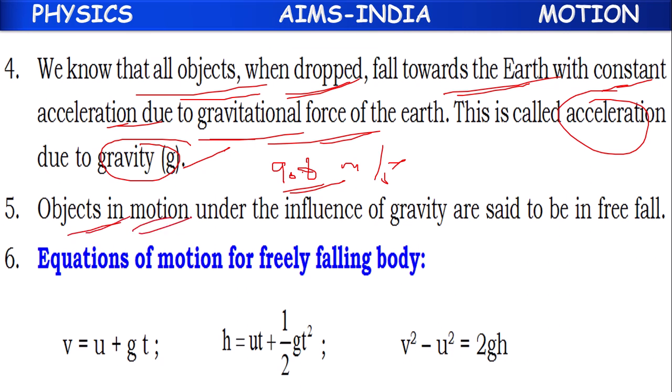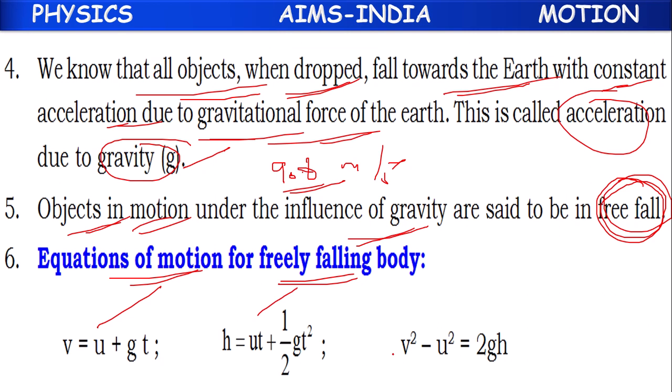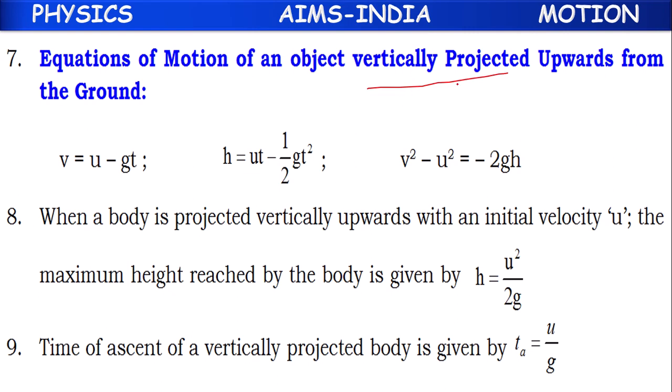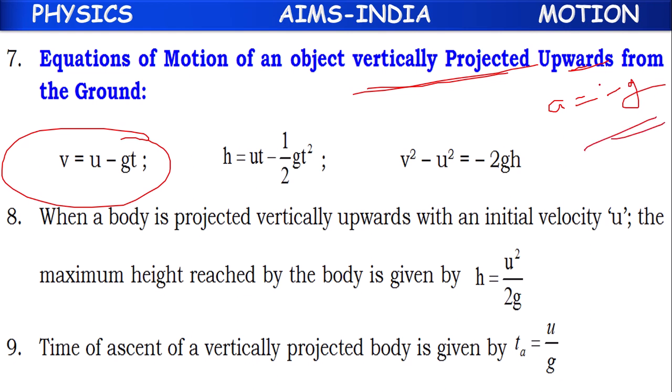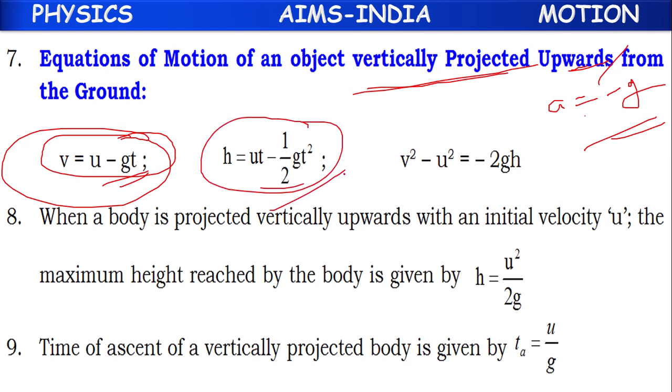The objects which are in motion under the influence of gravity are said to be in free fall. Equations of motion for a freely falling body: v equals u plus gt, h equals ut plus half gt square, v square minus u square equals 2gh. So for a vertically projected upwards body, v equals u minus gt, because for a vertically projected upwards body, the a value we have to take as minus g. So the first equation, v equals u minus gt, h equals ut minus half gt square, v square minus u square equals minus 2gh.